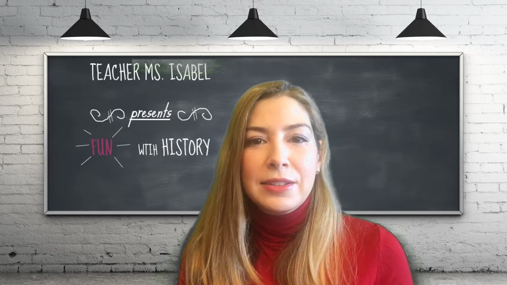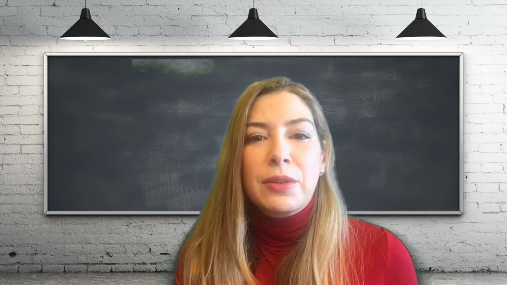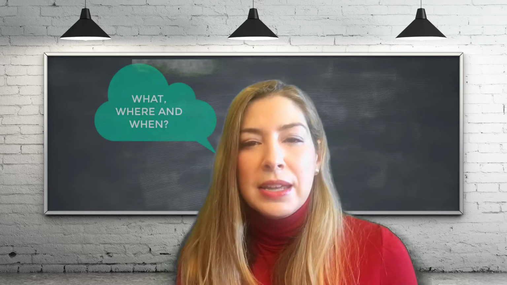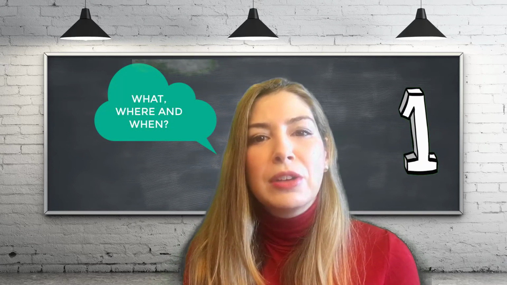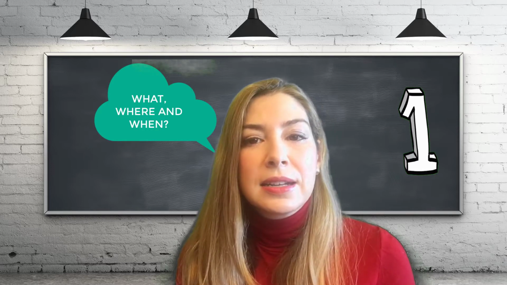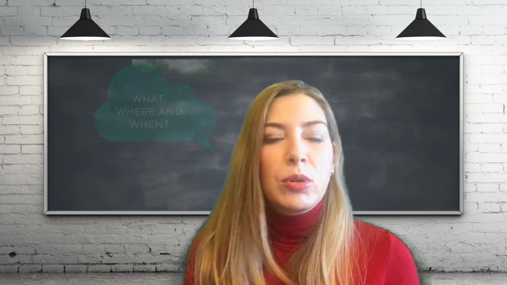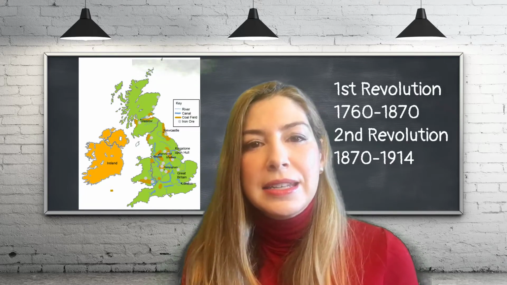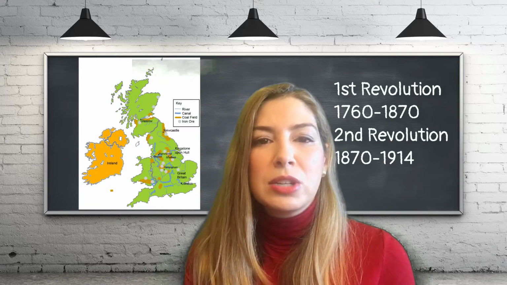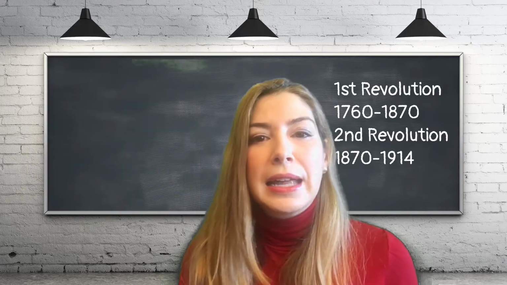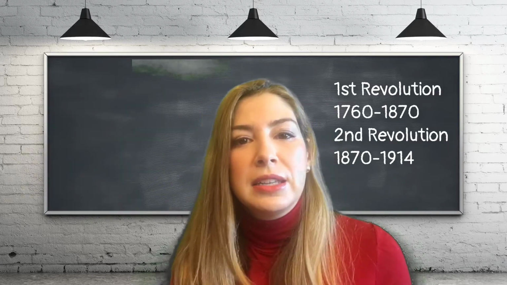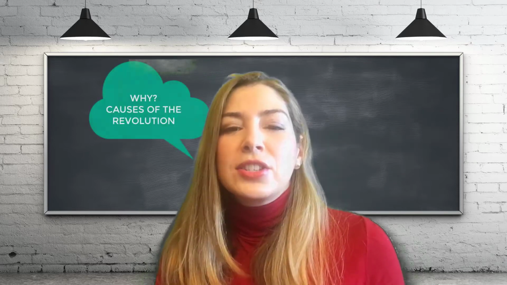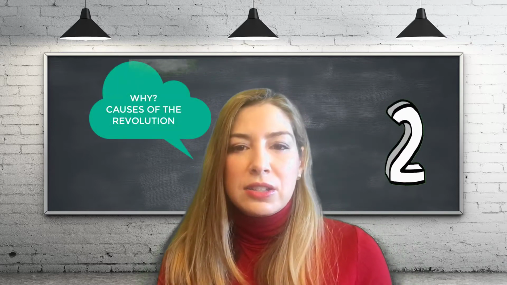Well, and without further delay, let's start with the first point. What is it and where did it appear? It's the transition to new manufacturing processes, and it started in Great Britain. The first revolution can be dated between 1760 and 1870, and the second one between the end of the first one and the beginning of the First World War, 1914.